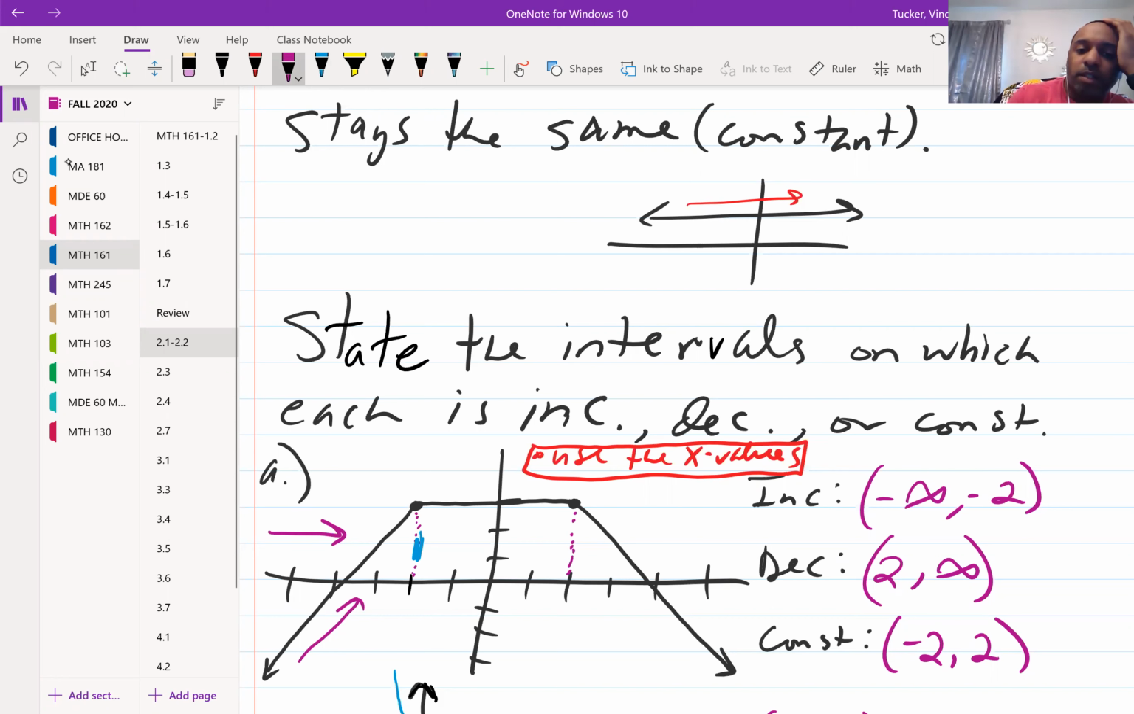Then we're going to be constant from -2 to +2, and that's what we have right here. And then from +2 to positive infinity, we are going down, so it's decreasing to the positive infinity. Notice we use parentheses on all of our intervals because it's an open interval. Remember we said it was an open interval, so you will use parentheses on all of these. All right. Questions on that before we look at B?